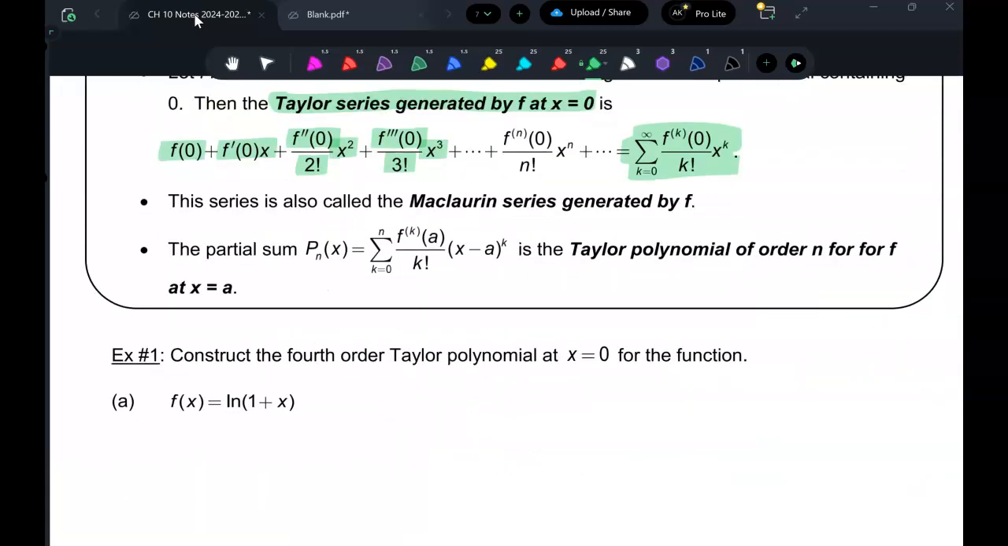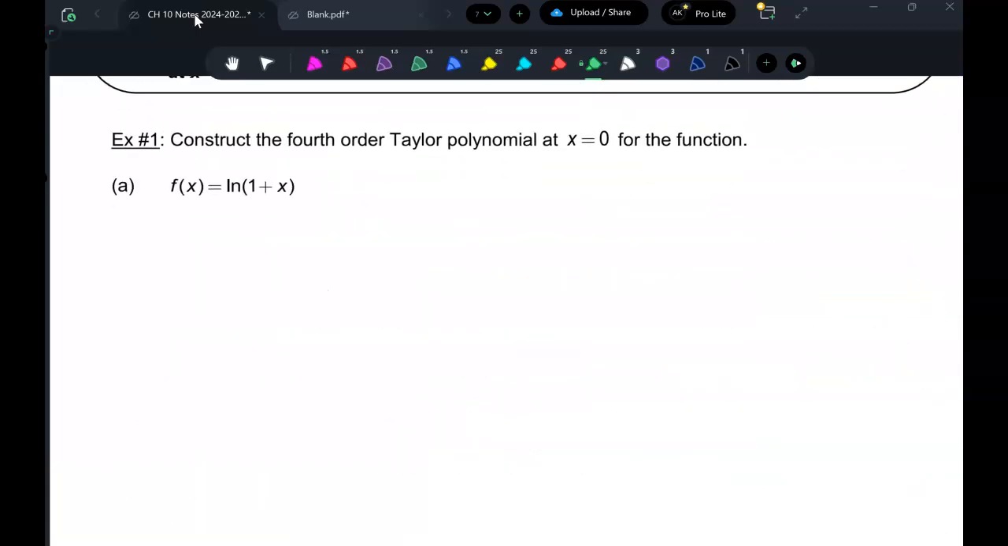Okay, let's take a look. We want to construct a fourth order Taylor polynomial. A Taylor polynomial will just be the series, but stopping after the fourth derivative at x equals 0 for this function, natural log of 1 plus x. Okay, so let's start.